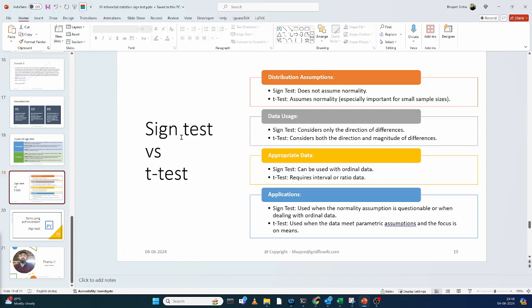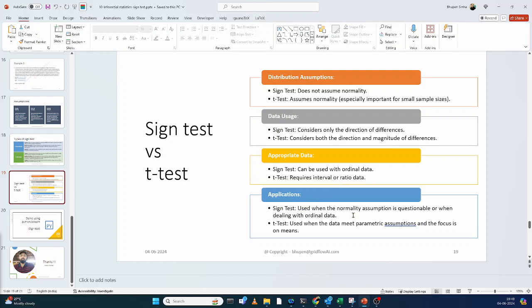So let's compare the sign test versus t-test. The distribution in case of a t-test is we have a normal distribution or data is normally distributed. Sign test does not have any such assumption. Sign test considers only direction. T-test considers both direction and the magnitude. In terms of appropriate data, sign test can be used with ordinal data, which is not the case with t-test. T-test requires data to be continuous, or interval or ratio type of data.